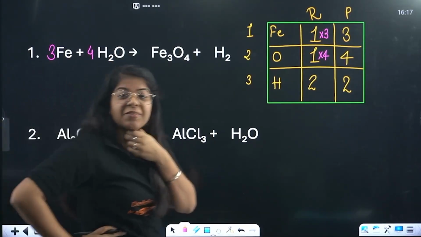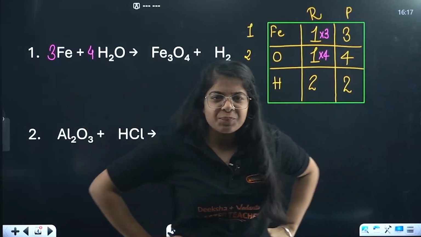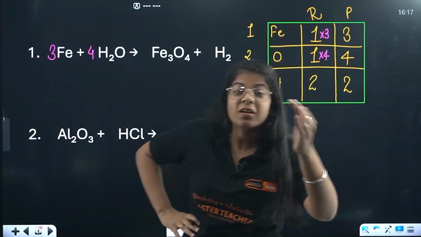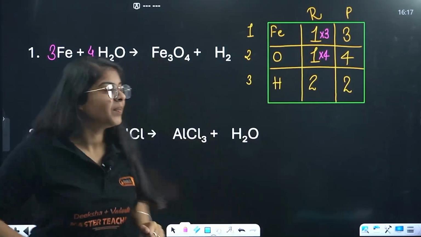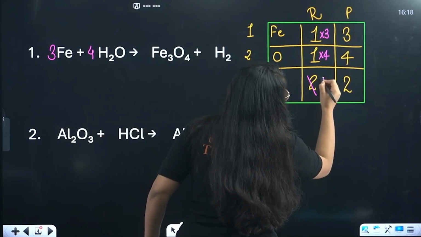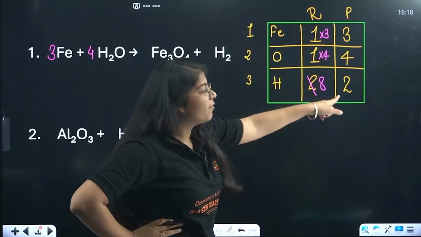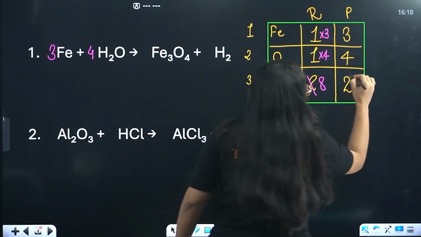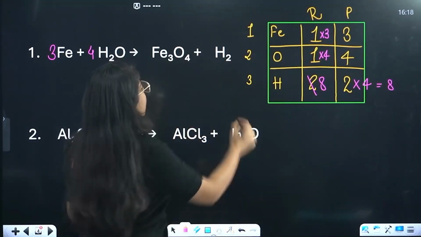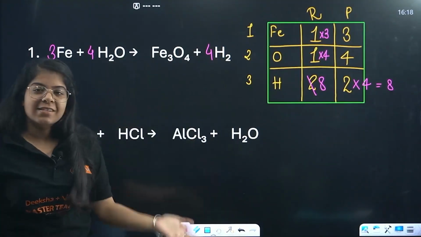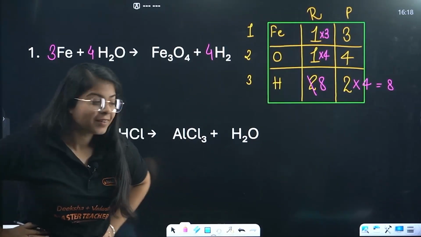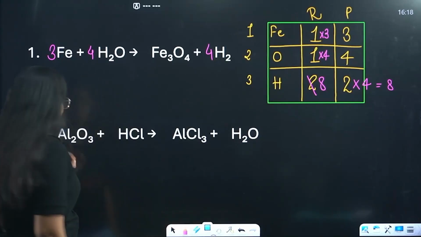Now, is it balanced? 4, 4, 2, 2. But wait, in order to balance oxygen, you unbalanced hydrogen. Now hydrogen is 8; earlier it was 2. If I multiply 2 with 4, it will become 8. So here I can multiply this with 4 and this is your balanced equation. Was it tough? Okay, now let's move on to the next one.